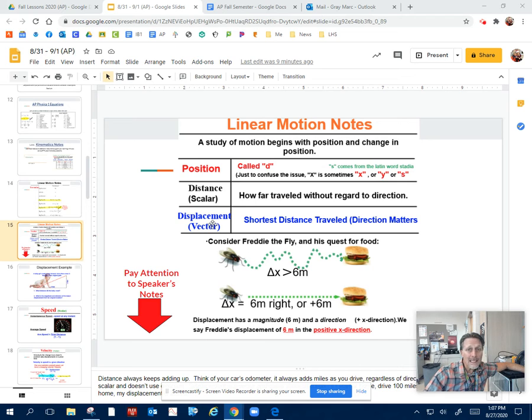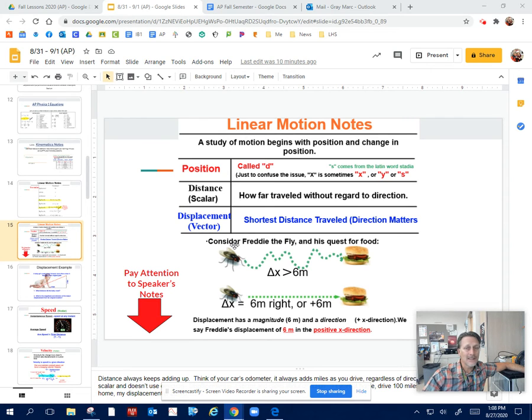The idea of displacement, though, is actually the shortest possible distance between 2 points. Now imagine if the fly does this circuitous route and say it actually flew like 9 meters or something, it would still move a displacement from point A to point B of 6 meters to the right. So displacement is actually a vector quantity, and you have to actually say the direction associated with it.